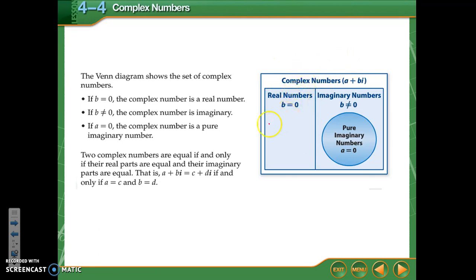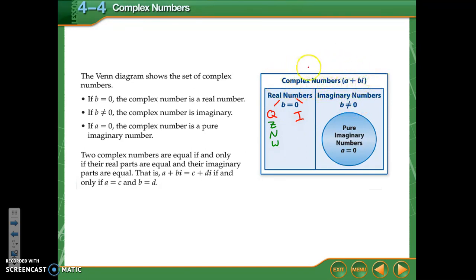So before, we only worked over here in the real numbers. Real numbers were split into rational and irrational. And then my rational numbers were split into integers, natural, and whole numbers. Well, now we have a whole other section.